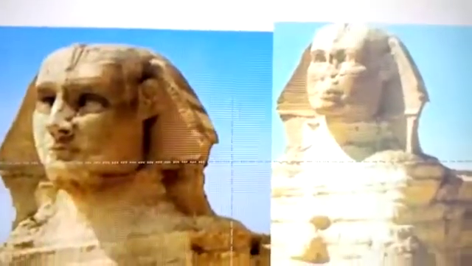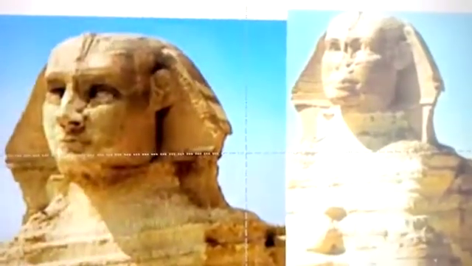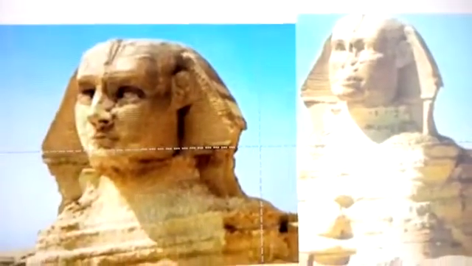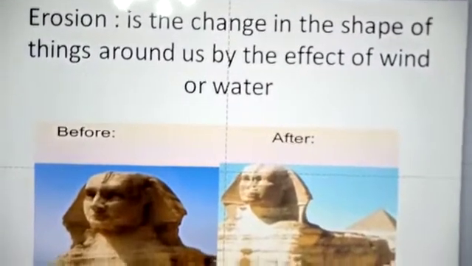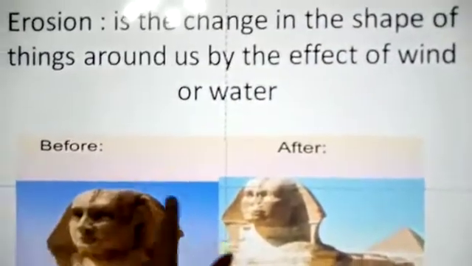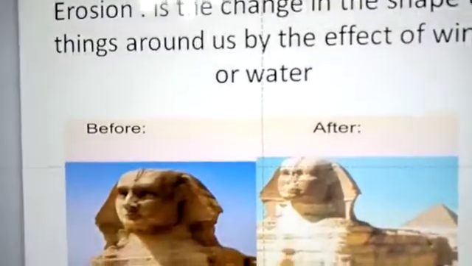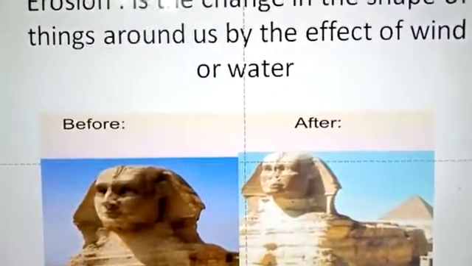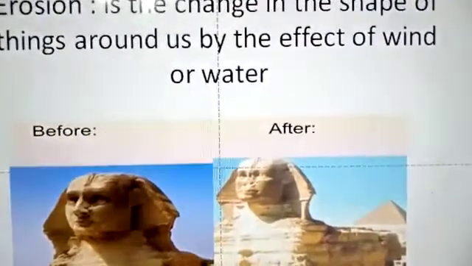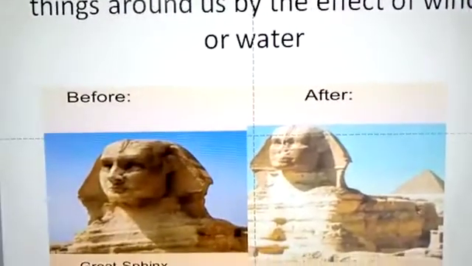When the shape of the Sphinx changes, it's called erosion. So erosion is the change in the shape of things around us by the effect of wind or water.